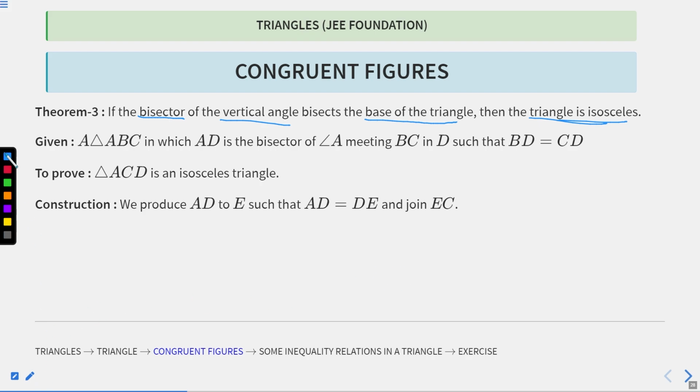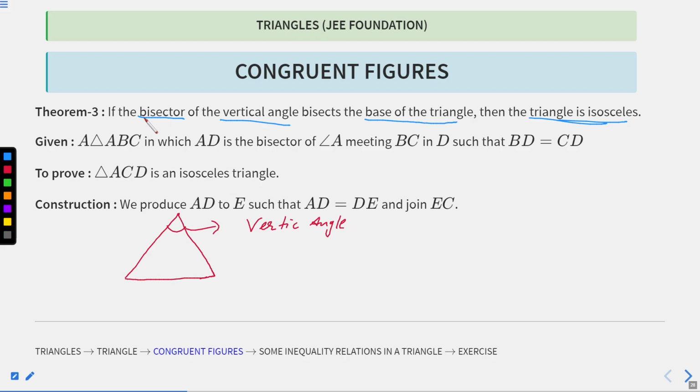So a triangle is given. Let me provide you the information which is given. This is my vertical angle. Okay, this is my vertical angle.